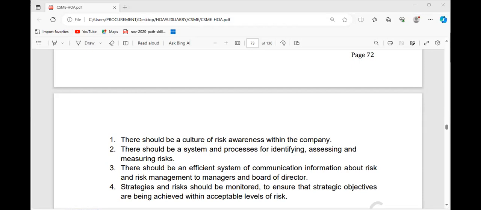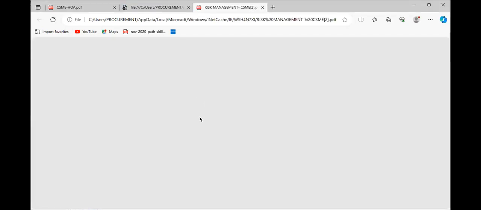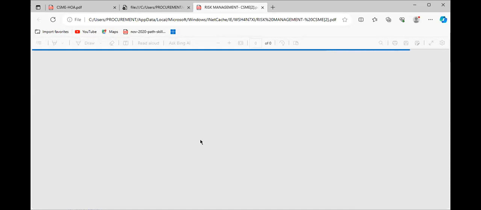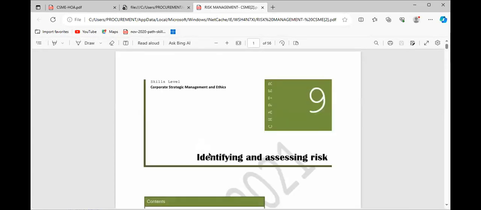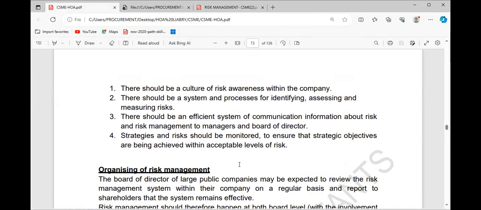Very soon, I'm going to be introducing you to the different types of risk we have, and that will open more of your understanding. But currently, I'm just trying to introduce you to what we are still discussing. Okay, so let's move on. There should be an efficient system of communication. I think we've just talked about that.